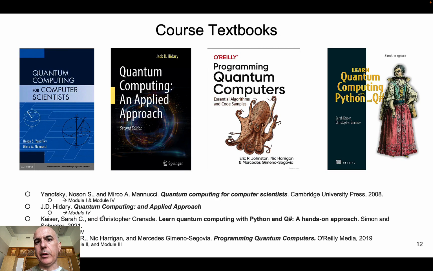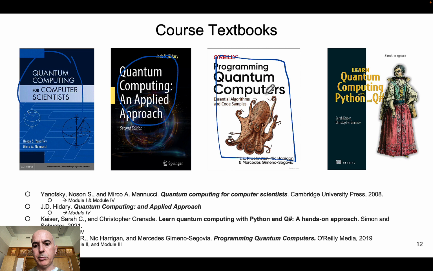There are 4 recommended textbooks. When it comes to the mathematics part, I recommend Quantum Computing for Computer Scientists. And for applications and the more state-of-the-art of quantum computing, I recommend Quantum Computing: An Applied Approach. By far, my favorite book about programming quantum computers is Programming Quantum Computers, by O'Reilly. That's something I will draw quite a lot of material from, especially in the second and third modules. And finally, another nice and extremely useful book is Learn Quantum Computing with Python and Q#. I have all the details on these slides, so you can check them. And all these books are available in electronic format through the KTH library.